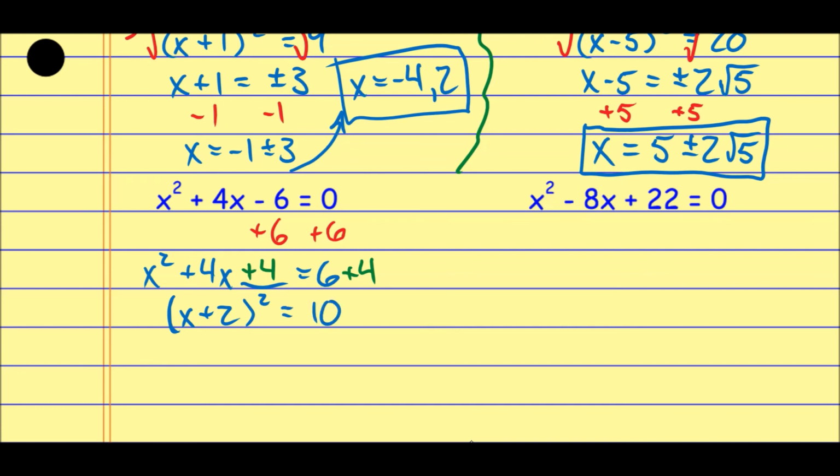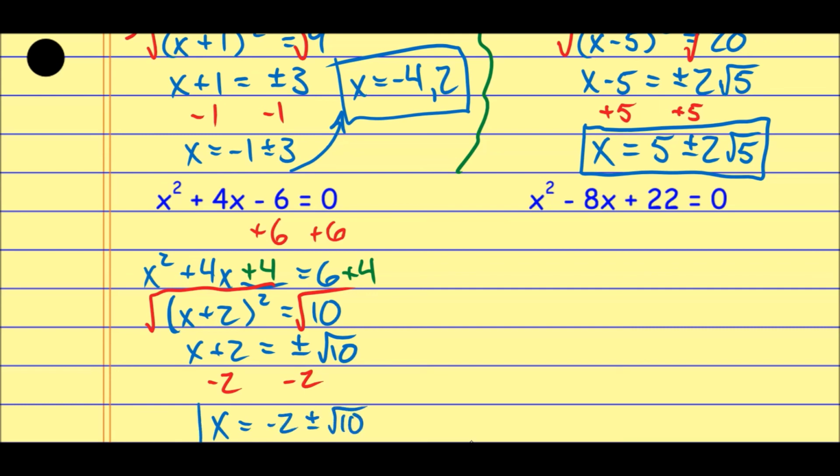And now I can solve using the square root. So I take the square root of each side. Don't forget the plus or minus. And now I subtract that 2 too. And again, I'm just going to leave it in radical form here, which is negative 2 plus or minus the square root of 10.